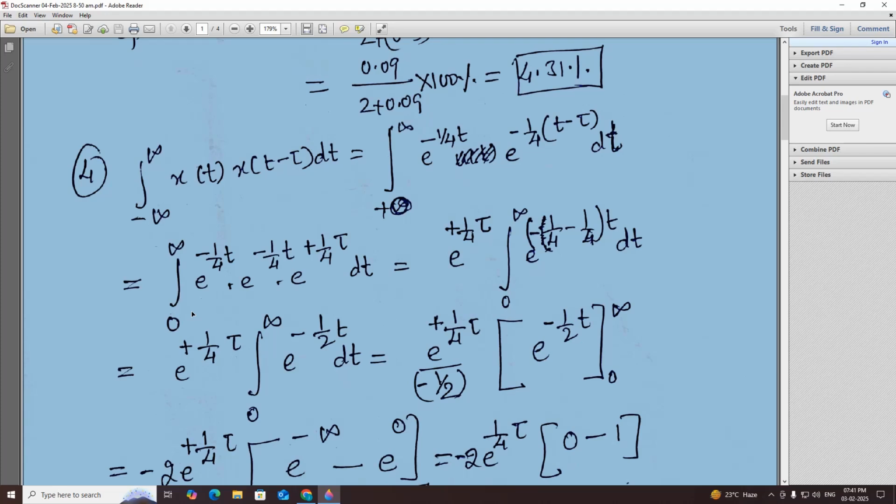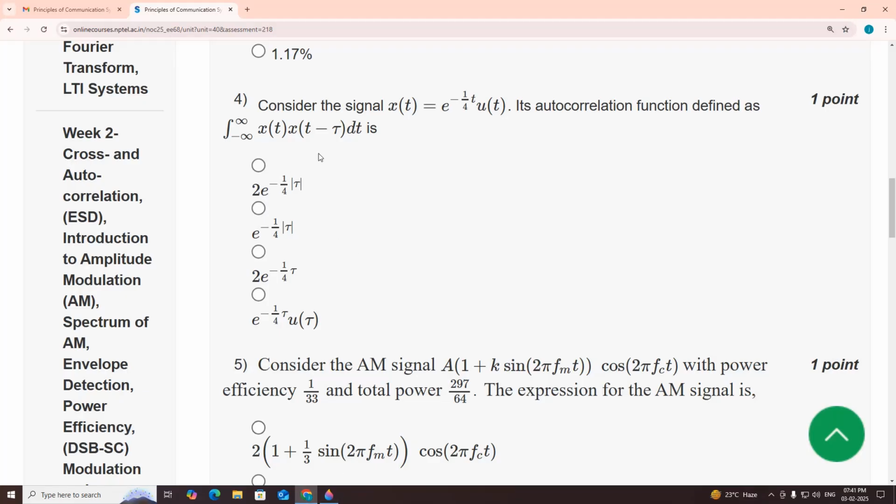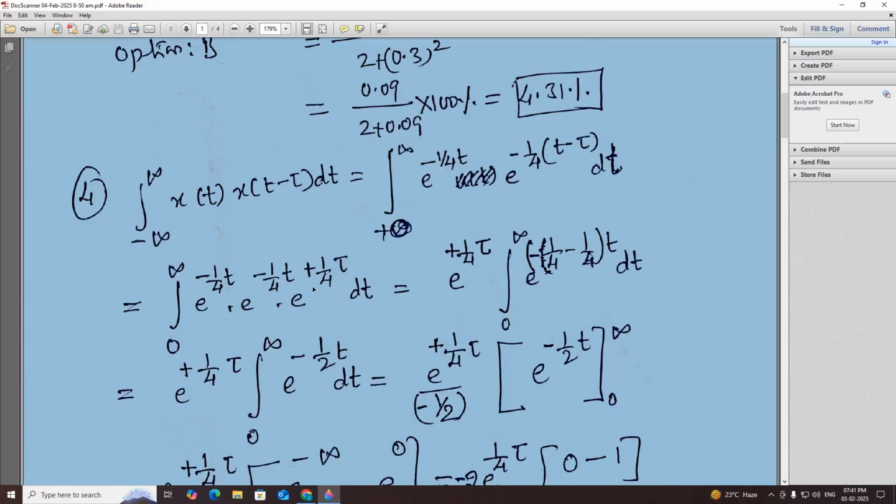The general equation has integration from minus infinity to plus infinity, whereas here I have taken from 0 to infinity. Why? Because u(t) is defined for 0 to infinity, and u(t) is equal to 1 for time t greater than 0.